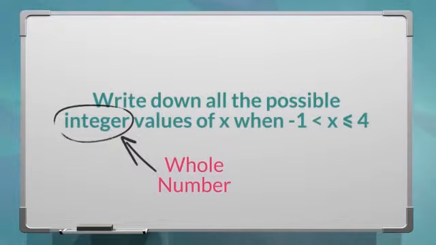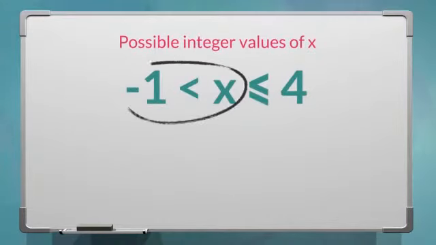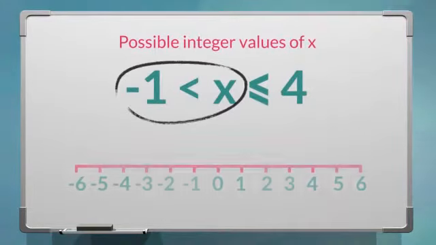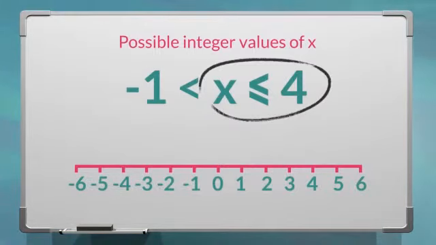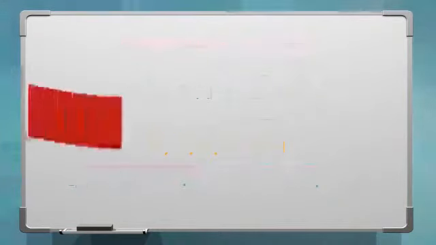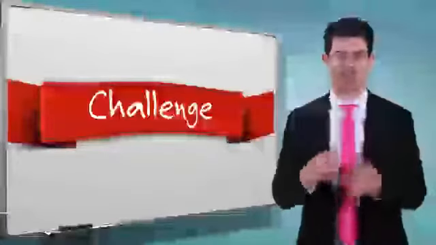But getting back to the question, let's look at the first part. -1 is less than x. So -1 is less than x. This means that our x has to be more than -1. So our list of possible values has to start with 0. But how many numbers will x go up to? If we look at the second part, we can see that x is less than or equal to 4. So x can go up to 4. The values that x can be are 0, 1, 2, 3 or 4. This is our answer.